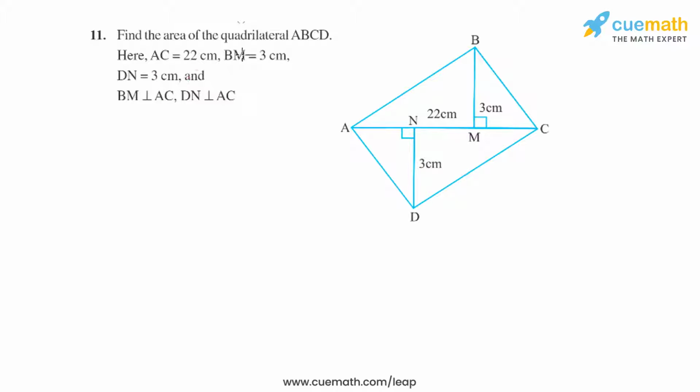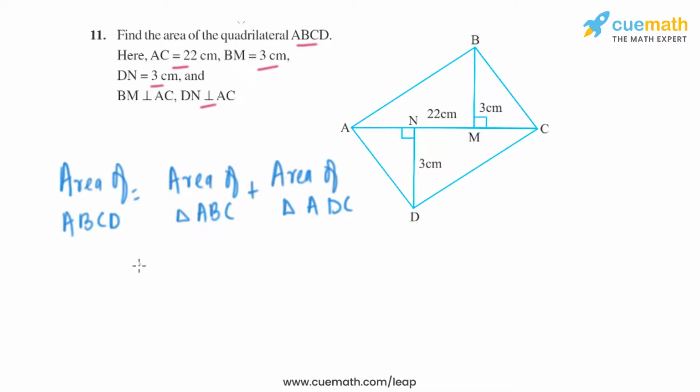Question 11 of this exercise says find the area of quadrilateral ABCD. Here AC equals 22 cm, BM equals 3 cm, DN equals 3 cm, and BM is perpendicular to AC and DN is also perpendicular to AC. So as we can see in the figure, the area of quadrilateral ABCD is basically the sum of the area of triangle ABC and ADC.